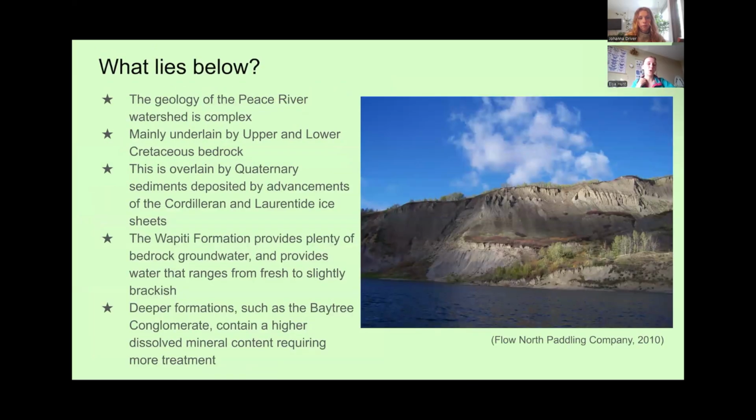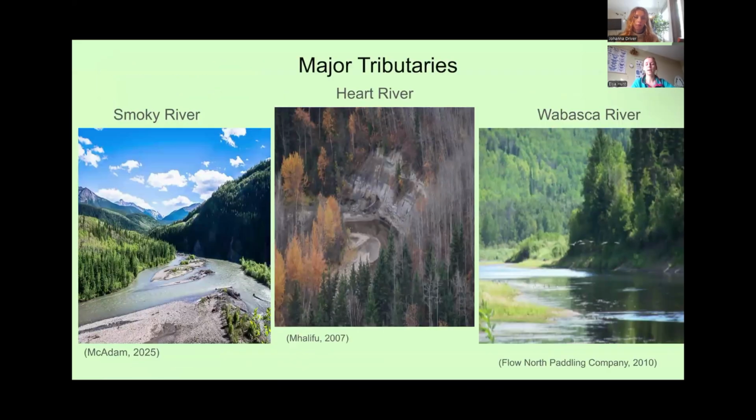The geology of the Peace River watershed is complex, but it's mainly underlain by upper and lower Cretaceous bedrock, which is then overlain by quaternary sediments deposited by advancements of the Cordilleran and Laurentide ice sheets. On a smaller scale, the Wapiti Formation provides plenty of bedrock groundwater and provides water that ranges from fresh to slightly brackish. Deeper formations, such as the Bay Tree conglomerate, contain this higher dissolved mineral content, which requires more treatment. Pictured here, you can see some of those quaternary sediments that have been exposed on the bank of the river. The Peace River has several tributaries, among them the Smoky River, the Heart River, and the Wabasca River, all pictured here.